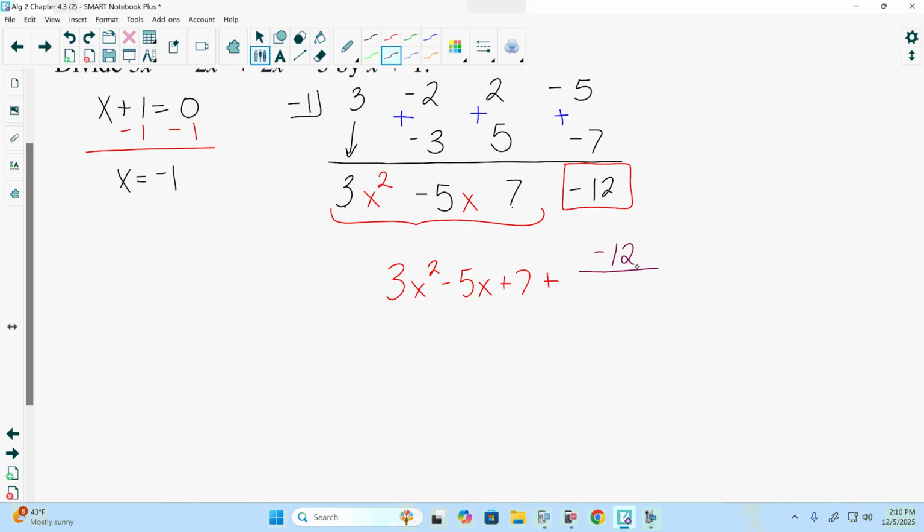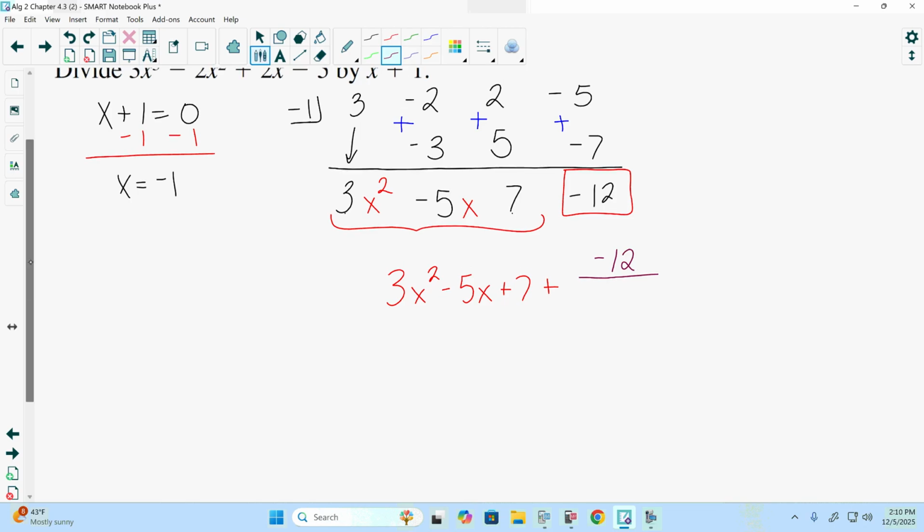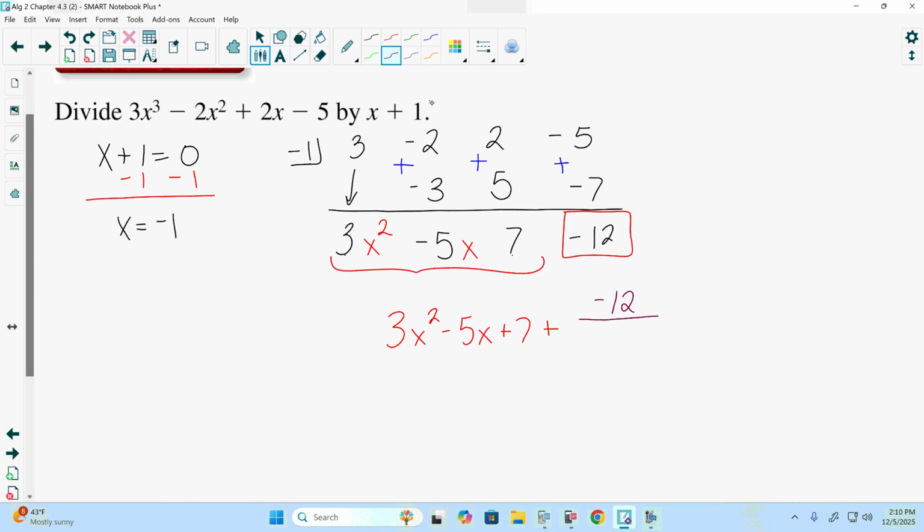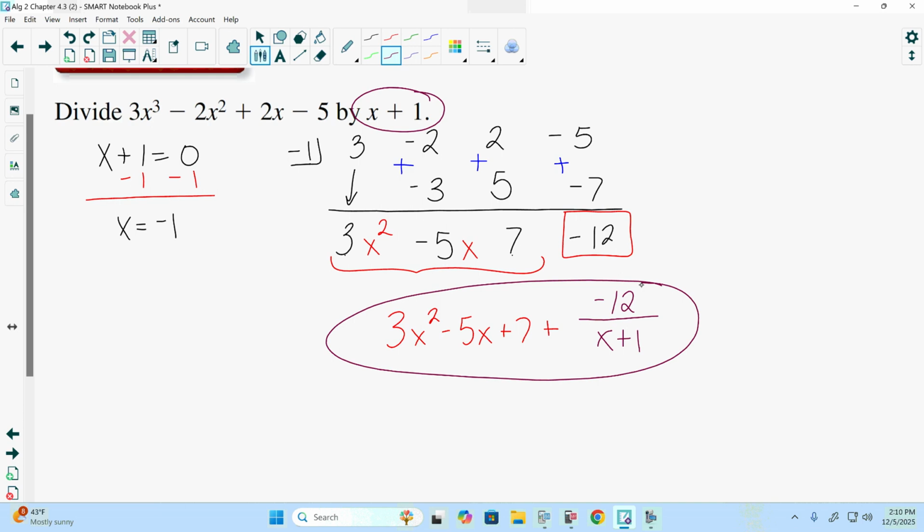Because what are we actually dividing by? We're dividing this by what? x plus 1. We're actually dividing that polynomial by x plus 1. All the steps in this entire setup, what we're doing is synthetic division. It's an easier way to do it instead of long division. We're still dividing by x plus 1, but we're using this setup to make it nicer. So we still have to put x plus 1 underneath.